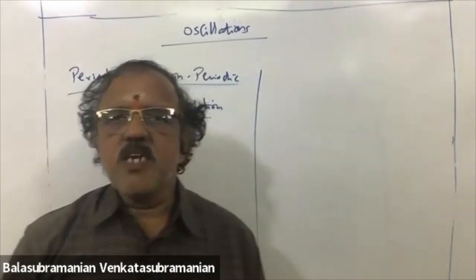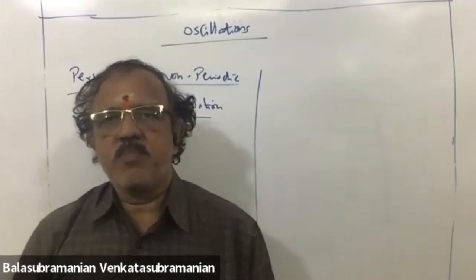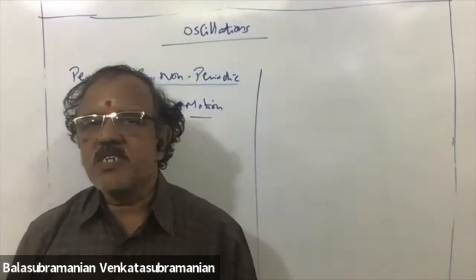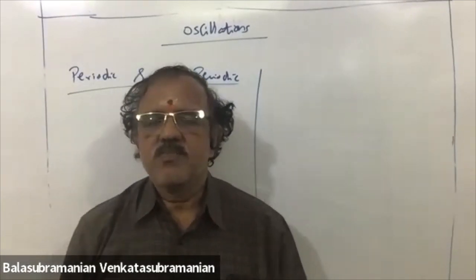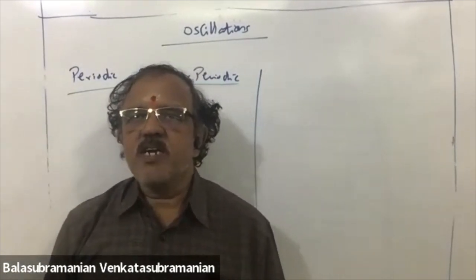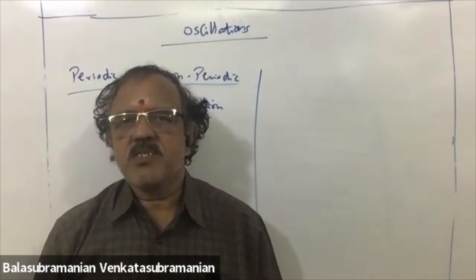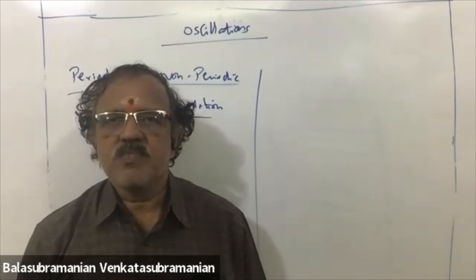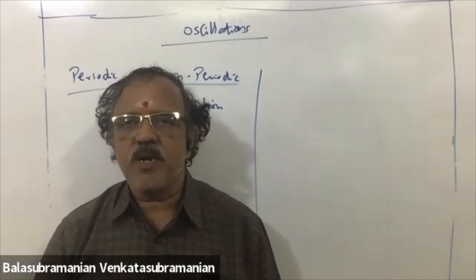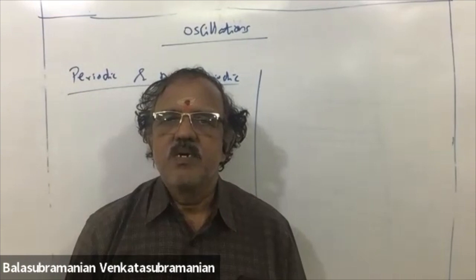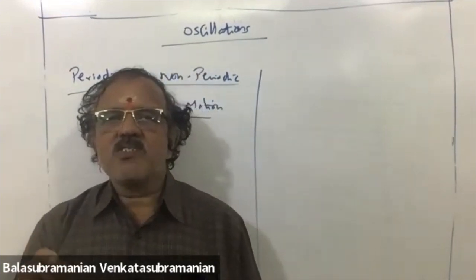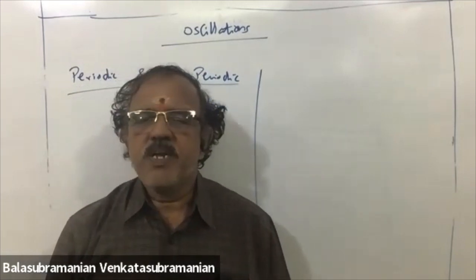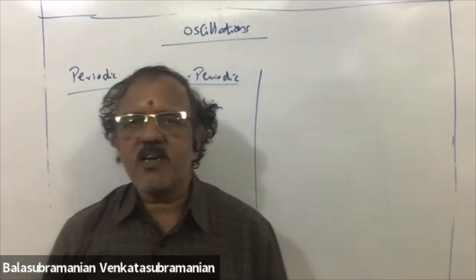The motion which repeats at regular intervals of time, we call it periodic motion. What is the meaning of regular intervals? Heartbeat, 72 beats per minute. It happens at regular intervals. It is an example of periodic motion. Revolution of planets around the sun is also an example of periodic motion because it happens at regular intervals of time.